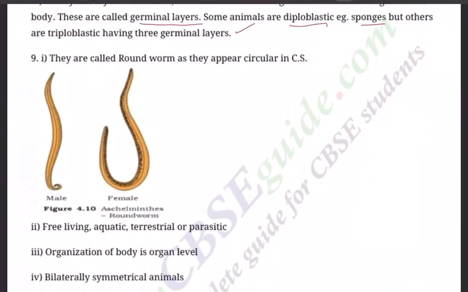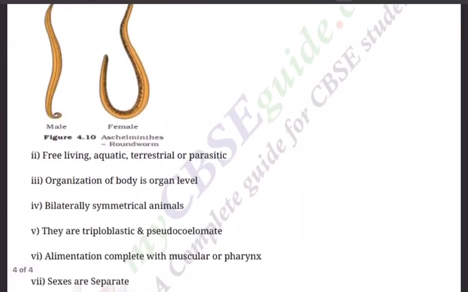Next, mega question number 9. Roundworms, Aschelminthes. They are called roundworms as they appear circular in the body section. Now you can see free living, aquatic, terrestrial or parasitic. So you can see the male and female sexual dimorphism. Male is short and the female is long. Organization is organ level organization. Bilaterally symmetrical animals. Triploblastic, look at this, advanced character.